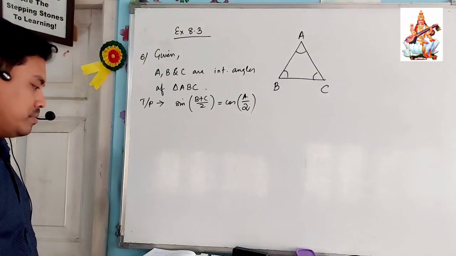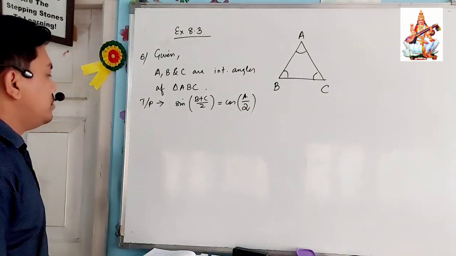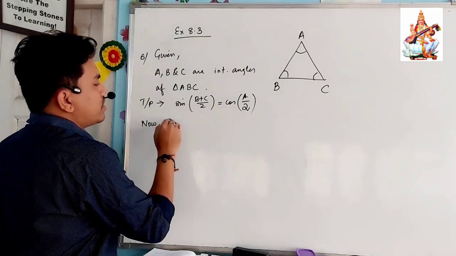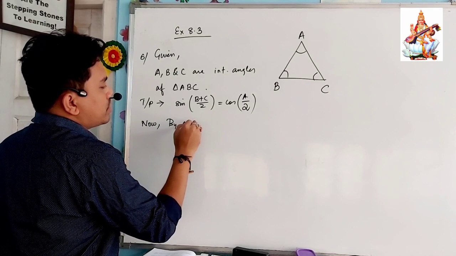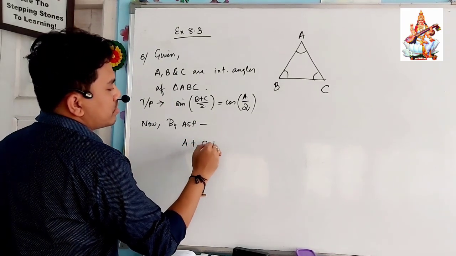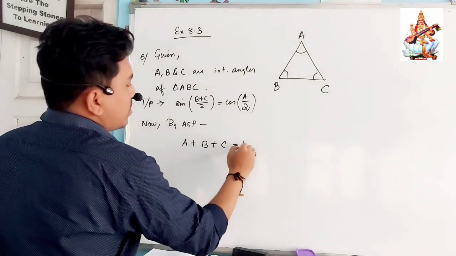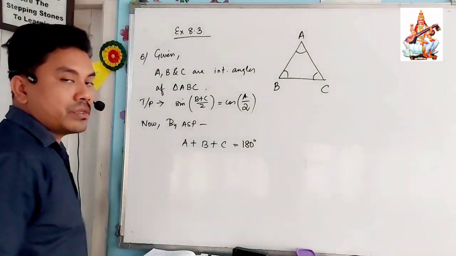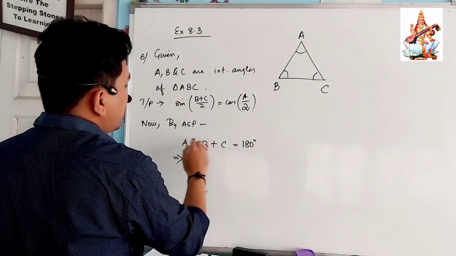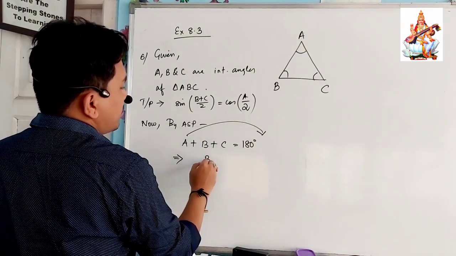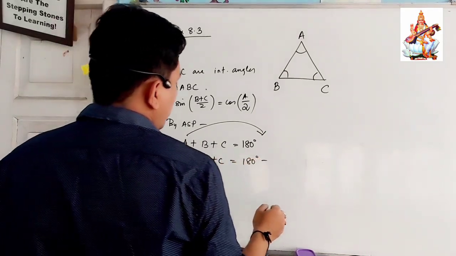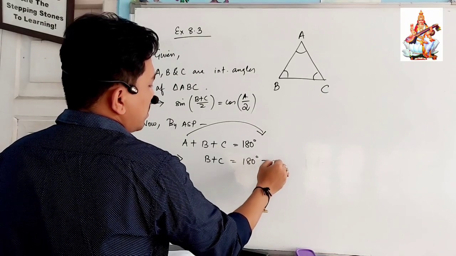Cos A by 2. Okay. Now by angle sum property in triangle ABC, we know the sum of the three angles of a triangle is 180 degrees. So now what we will do? We'll carry A to the other side. B plus C will remain here, 180 degrees minus A.